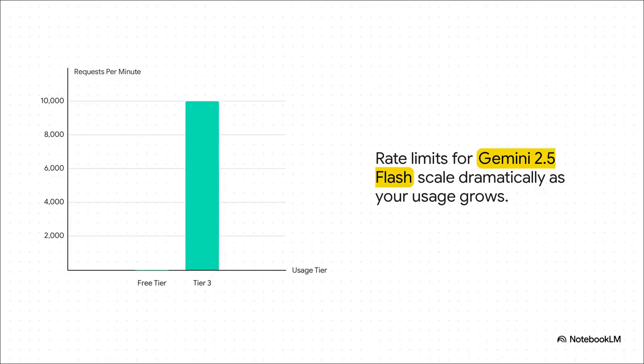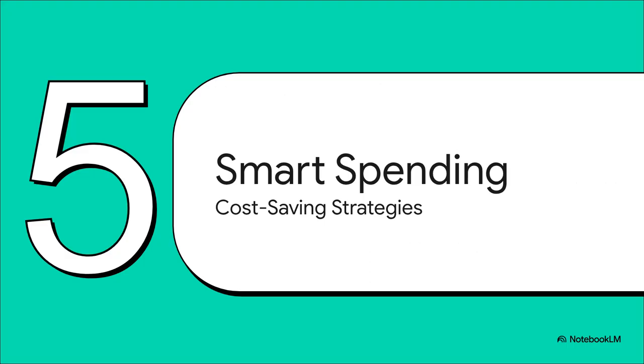And the difference between these tiers is, well, it's staggering. Just look at a model like Gemini 1.5 Flash. On the free tier, you get 10 requests every minute. That's pretty good for testing. But by the time you reach Tier 3, that number explodes to 10,000 requests per minute. That's a 1,000 times increase. The system is literally built to support you from a tiny weekend project all the way to a massive global application.